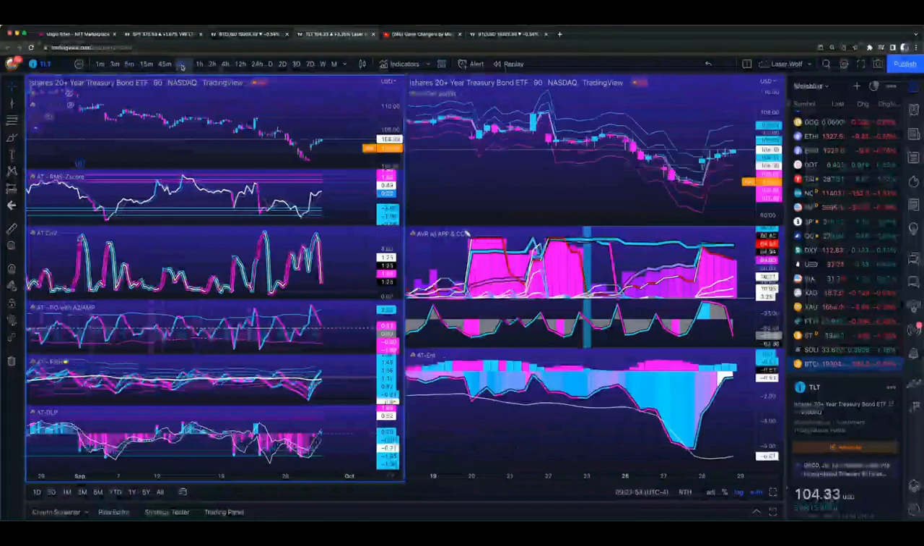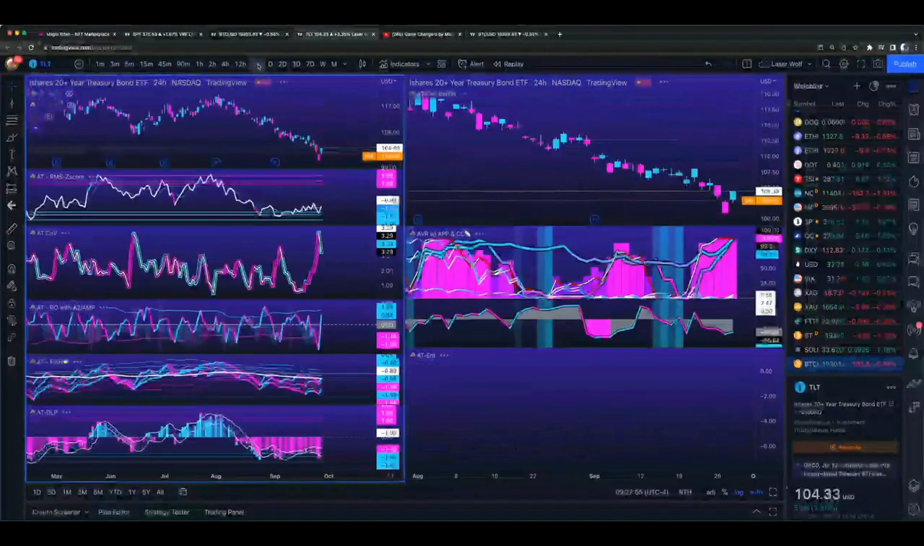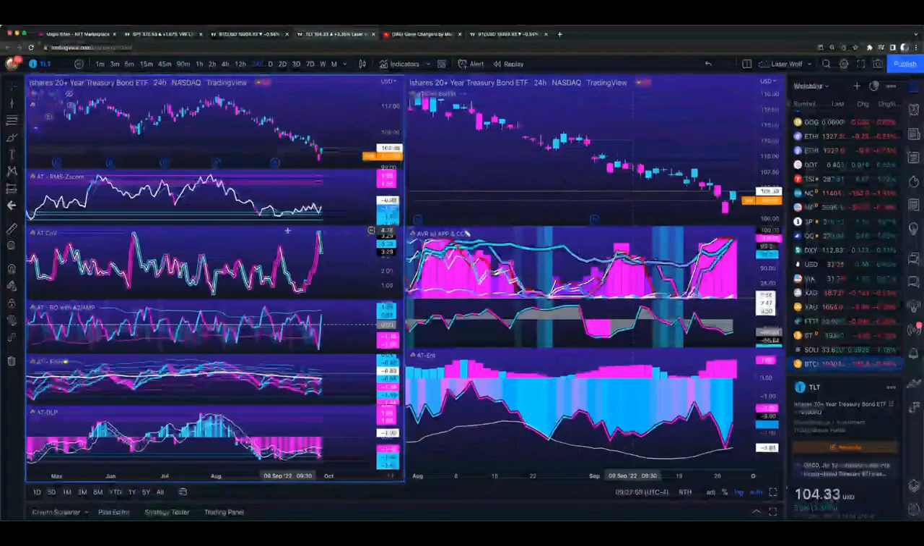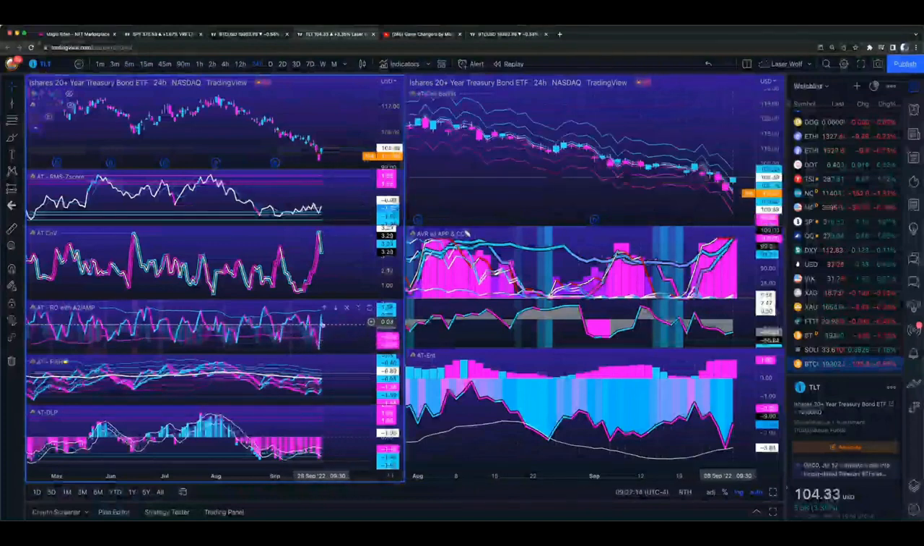Oof. Looks like it's on the move, I'll tell you that. What's a day look like? Damn. Yeah, there wasn't any div, that's for sure. It sure popped out of that little hole there. I would say to be safe, this thing probably needs to get up to 106 to 109 or something. There's going to be some strong hidden bear.